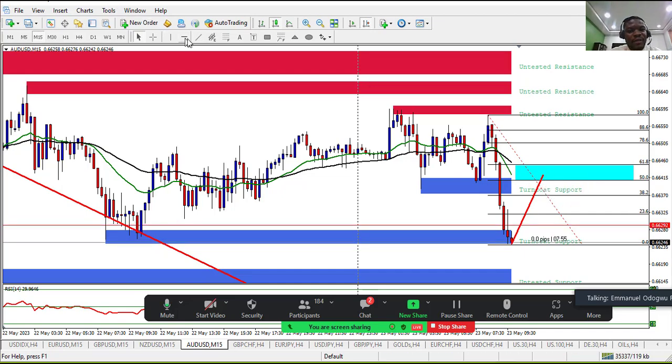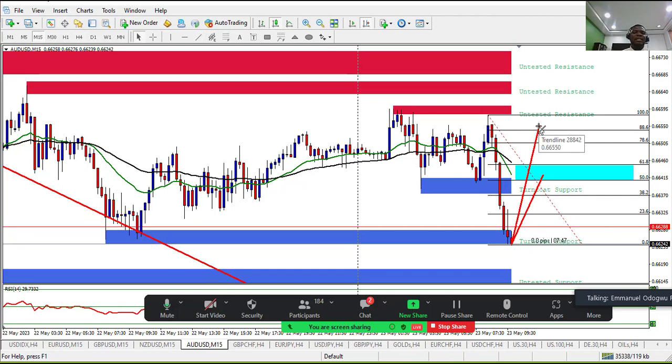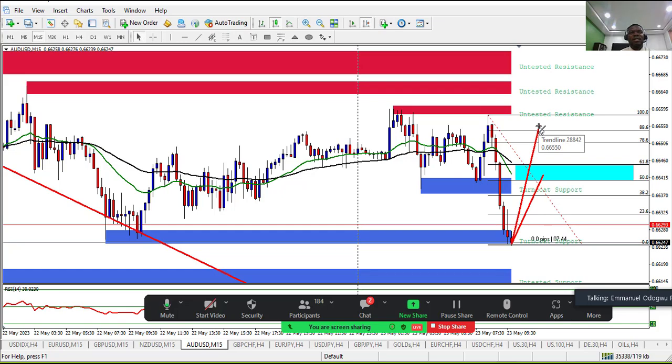Now, what if it gives us more retracements? Whenever you're entering your trade, you have to give room. Lot size is like the bullet we have. Let's say you have a bullet in a gun and you are at the war front. You don't just use your bullet anyhow.